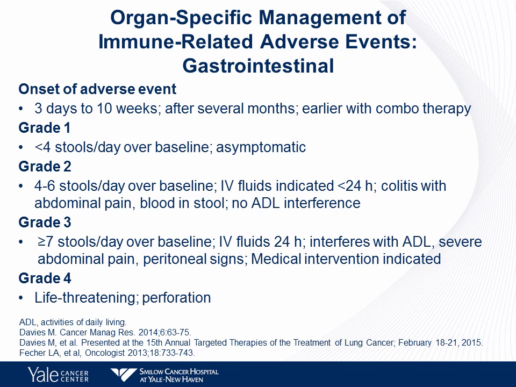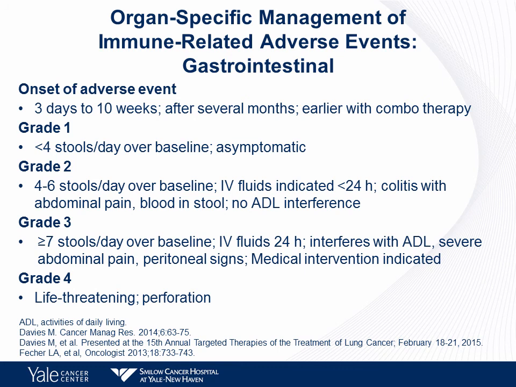Gastrointestinal toxicities are also rather common, and it's really important to help identify not just whether a patient has diarrhea, but also if they have any other symptoms of colitis. The onset can be 3 days to 10 weeks, or after several months of therapy. We do see the onset a little bit earlier in combination therapy.